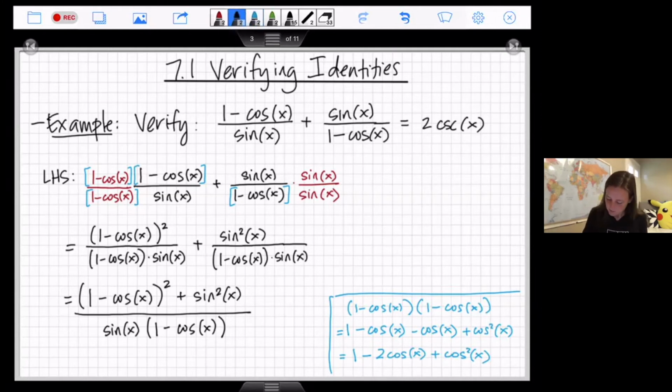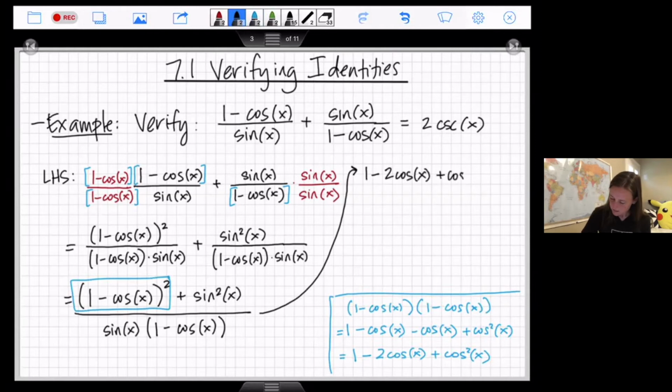All right, so I'm going to come over here. Up top, I'm going to have my blue box answer. What I did in the blue box is what I'm going to replace this with. So that's going to be 1 minus 2 cosine x plus cosine squared x. And then after the blue box in the bottom left, I had sine squared. So I'm going to say plus sine squared. And then I'm going to copy that denominator, sine x times 1 minus cosine x.